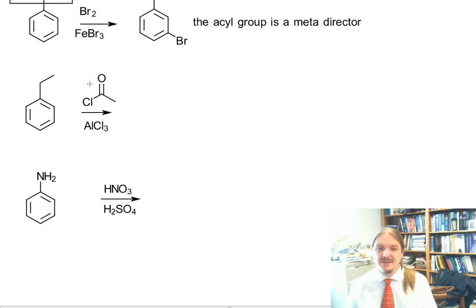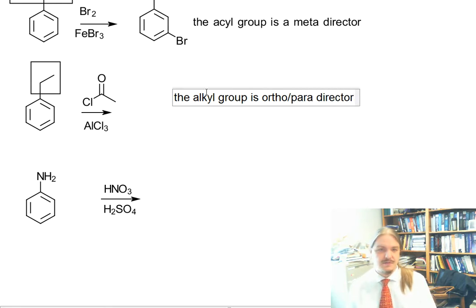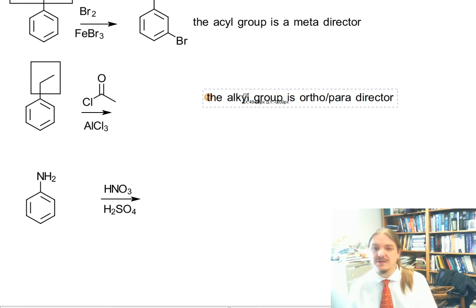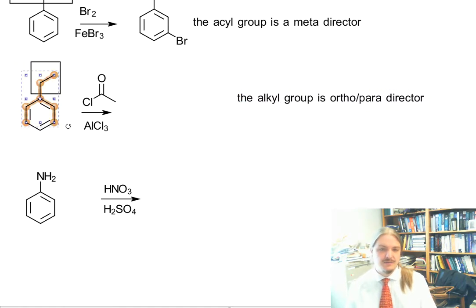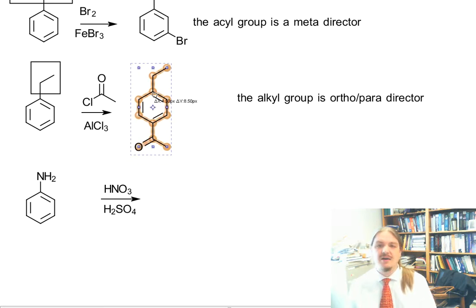Now I have ethyl benzene reacting with acetyl chloride and aluminum trichloride. We have a functional group already on the ring. Alkyl group. Alkyl groups are ortho-para directors. And as I shared in the previous video, para tends to predominate over ortho for steric reasons. And so now we get this para-ethyl acetophenone.